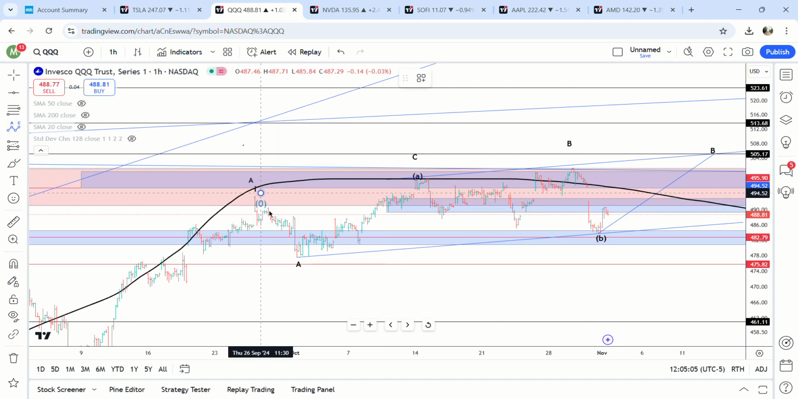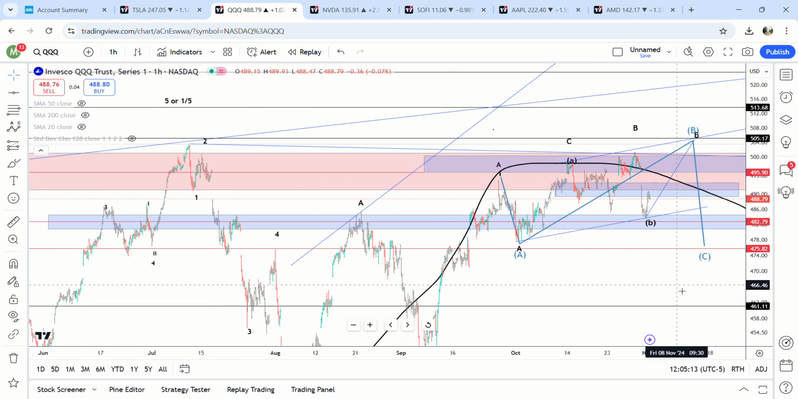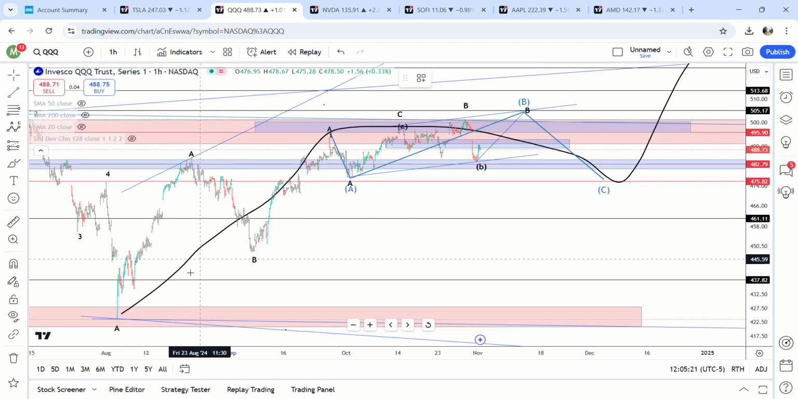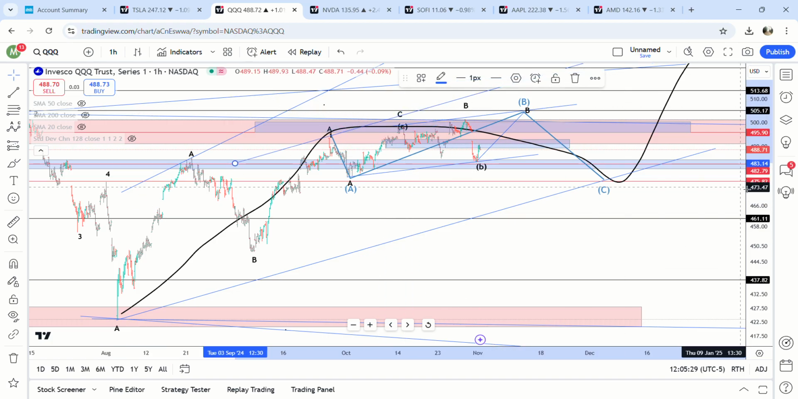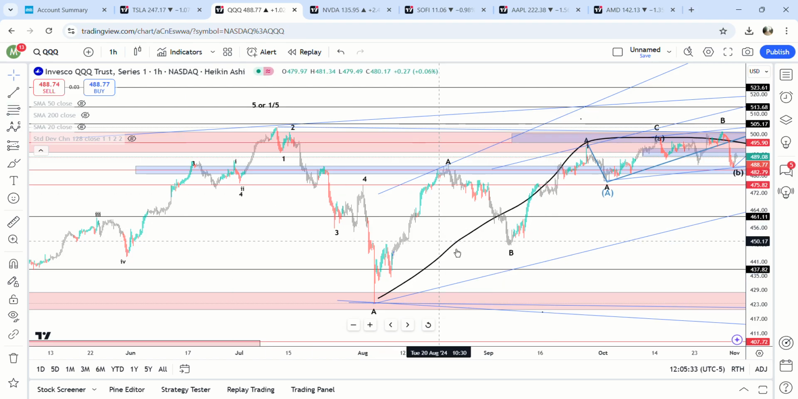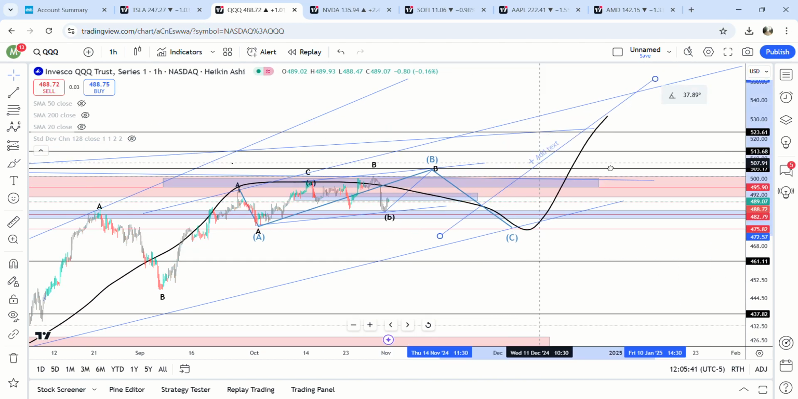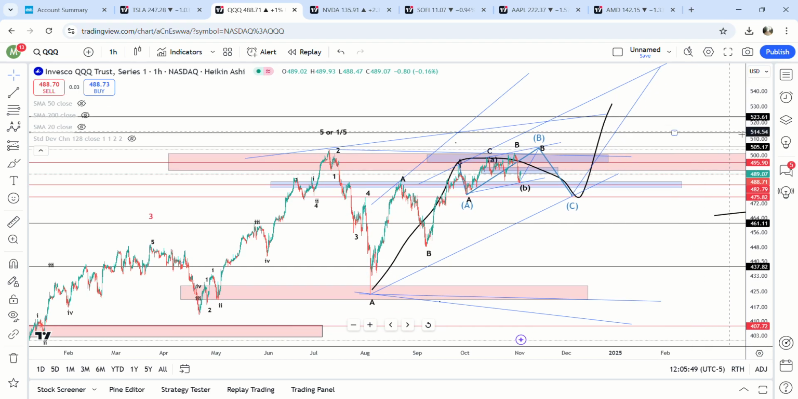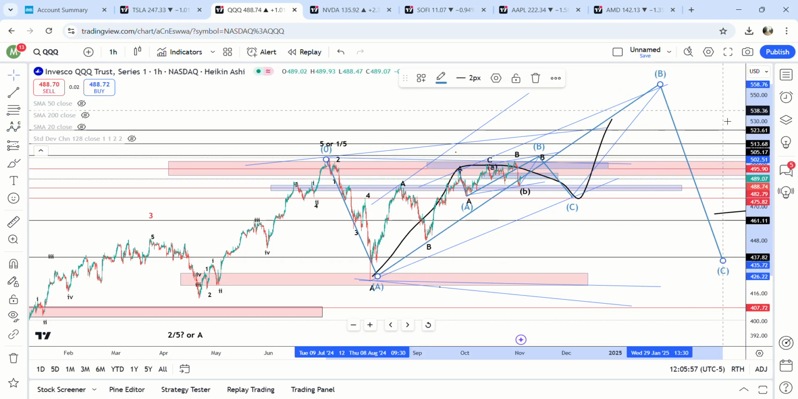So we'd be looking at overall A, B, C by sometime in early December. And then I'd be looking for a move up to potentially $555 by the end of January. I'm going to see if this makes sense. And then this, like that. So that's one other count that I'm looking at.